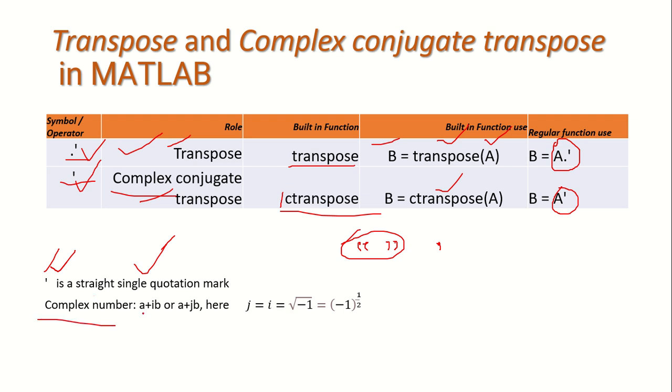A complex number is in the form of a plus ib or a plus jb. I've written here a plus ib or a plus jb. That means both letters, i and j, will be taken as the same thing in MATLAB. That's why I've written here i equals j equals root minus 1. This root minus 1 can also be written as (minus 1) power 1 by 2. We will prove whether this is true or not in MATLAB.